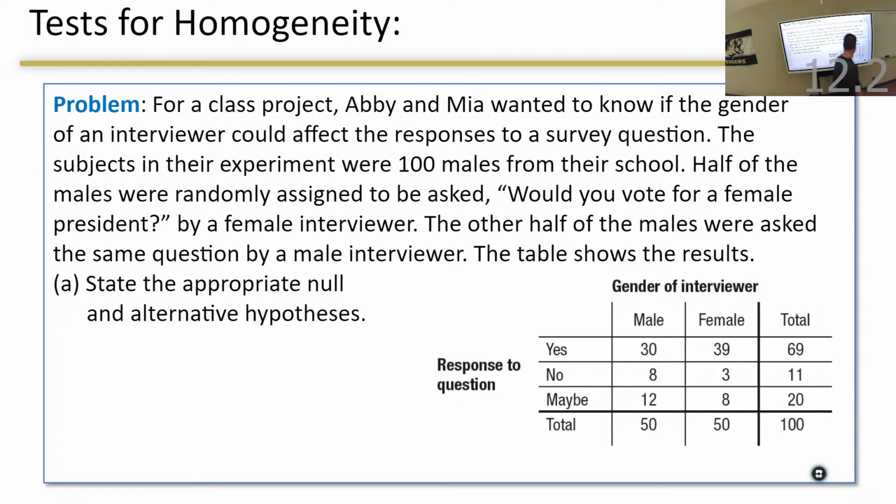So here's the gender of the interviewer, male and female, which is 50-50, and here's the response: yes, no, or maybe. Good enough with all that? They want me to state the null and the alternative hypotheses.